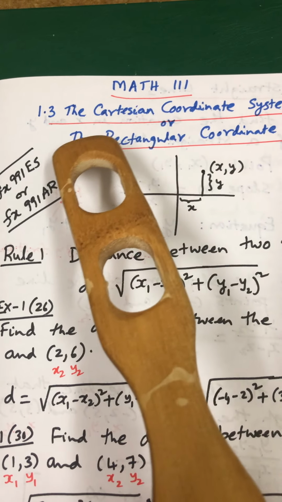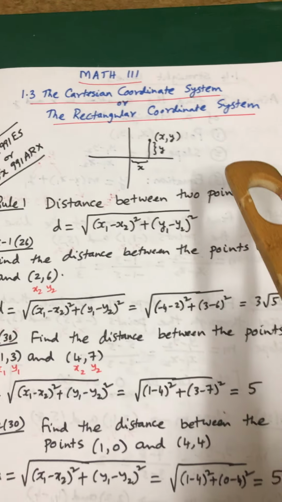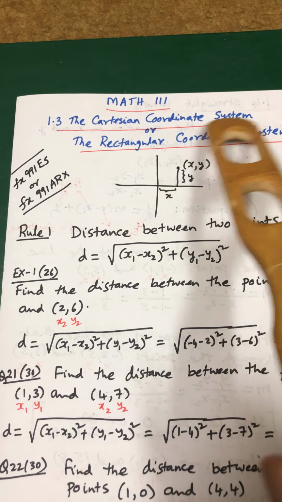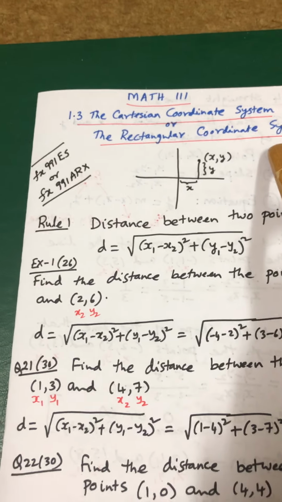Math 111 Module 1 lessons. So first we'll start 1.3, the Cartesian coordinate system or the rectangular coordinate system.